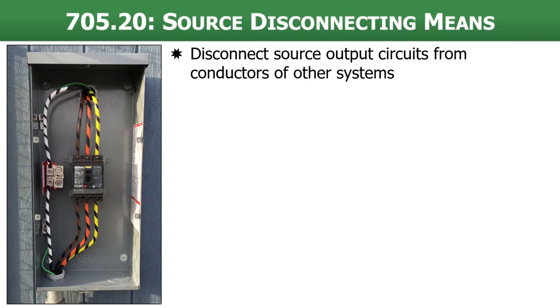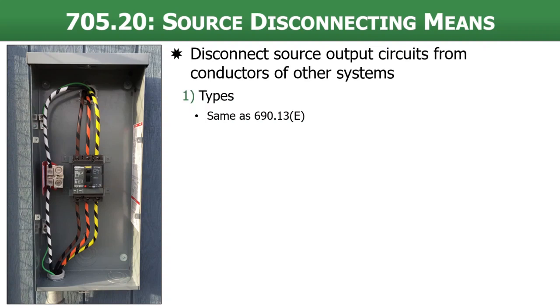Now let's talk about 705.20. Just a refresher, Article 705 is interconnected electrical power production sources. So this has the requirements for our point of interconnection. These requirements are basically going to be almost exactly the same as what we just talked about with the PV system disconnect requirements from Article 690. So it must disconnect the source output circuits, our inverter output circuits in most cases, from conductors of other systems. Pretty straightforward. We've really kind of talked about that.